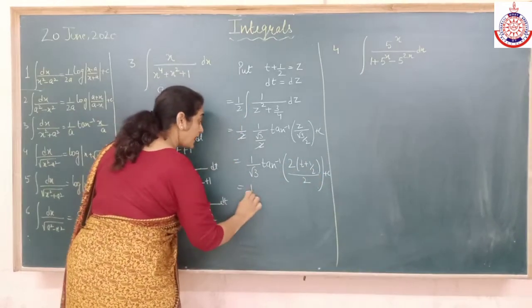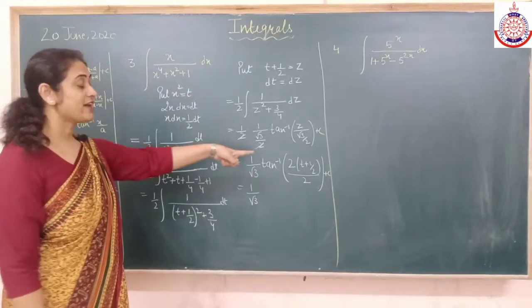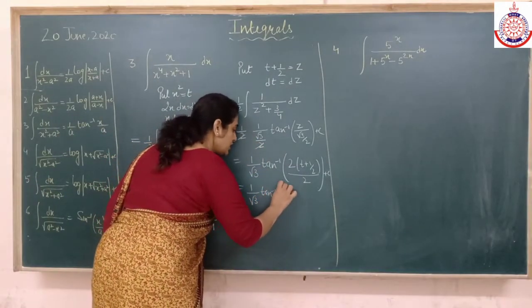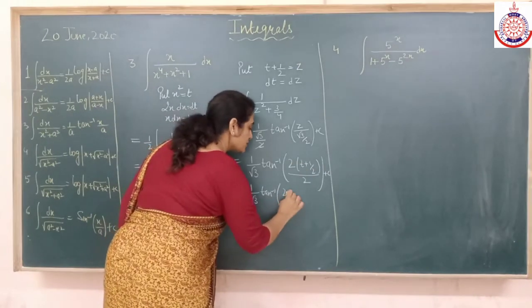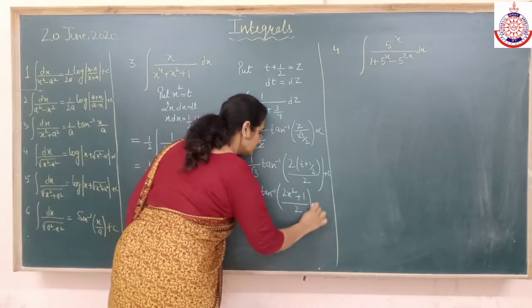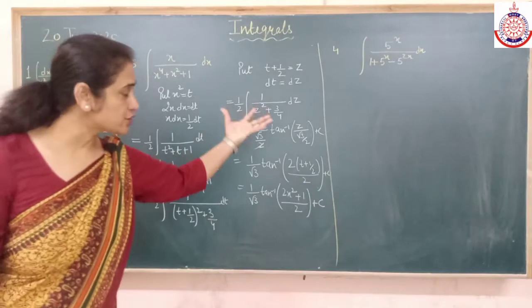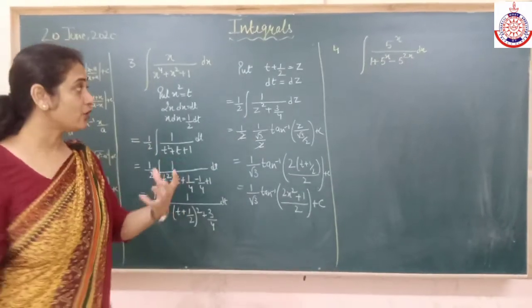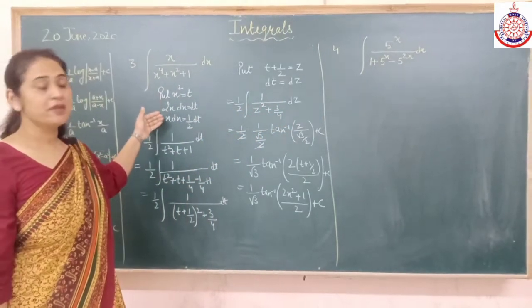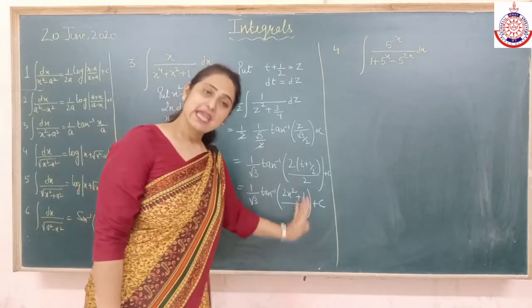Again, the question wasn't in t, the question was in x, so I have to put back the value of x. What is the value of t? x square, so put it. Multiply this 2 inside. So that's my final answer. Alright children, sometimes it happens, you solve it, then you forget to put the value. Now we first put z in t, then t in the form of x. Because originally the question started from variable x, my answer should also end in x only.